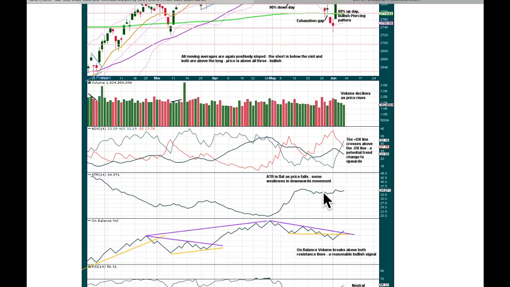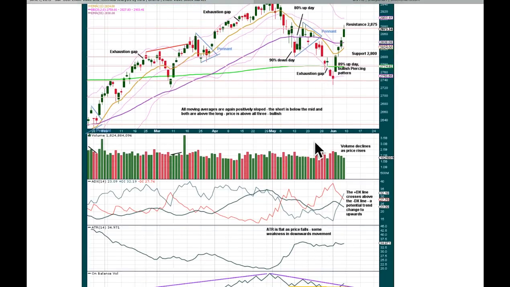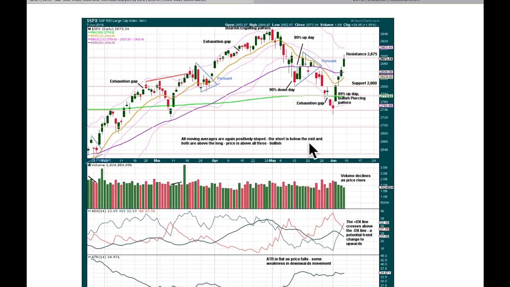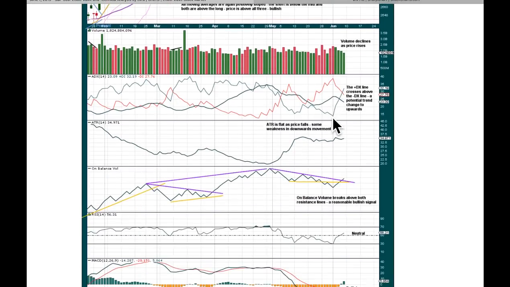ATR was flat as price was falling here. Usually when the S&P has bearish movements, ATR strongly increases. It did so for the first part of the pullback, and then it flattened off, indicating that at the end of this downward movement there was some weakness, which supports the idea that for the bigger picture this is a counter trend movement within an ongoing upward trend, and I expect that it was over here.